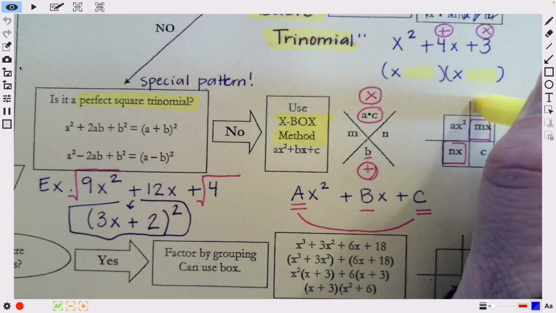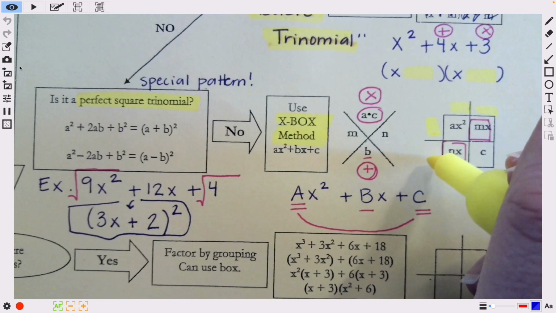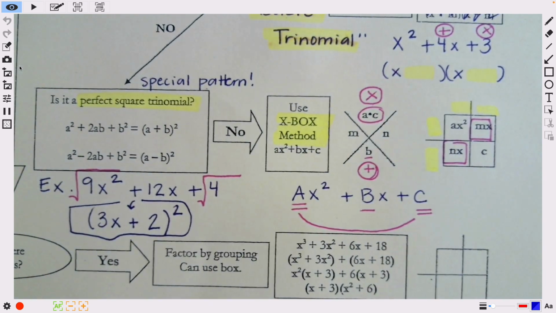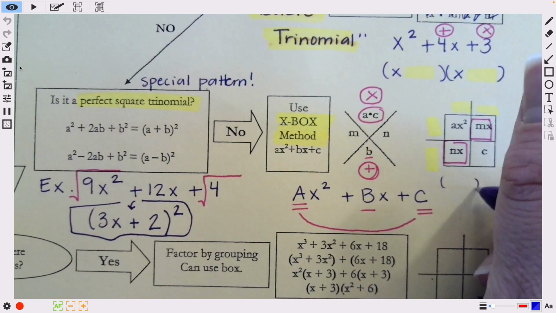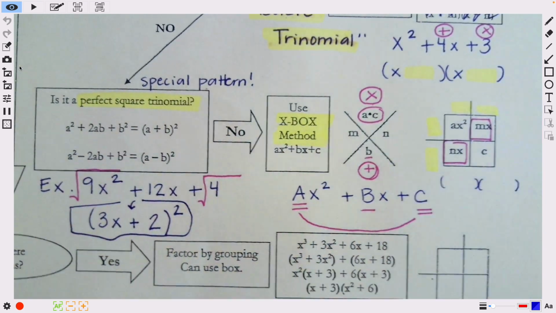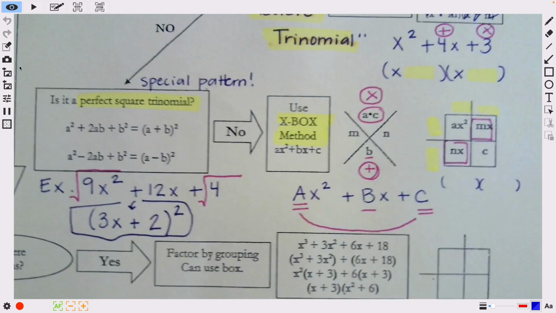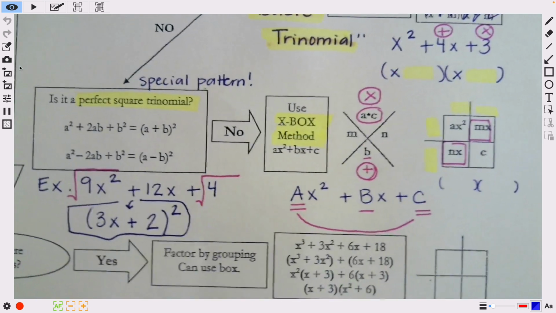The worksheet you just got back, a bunch of you missed something because you didn't actually write the factors. So remember, your answer still has to be written like this. Like it has to be written out as factors. You can't just fill in the box and move on.